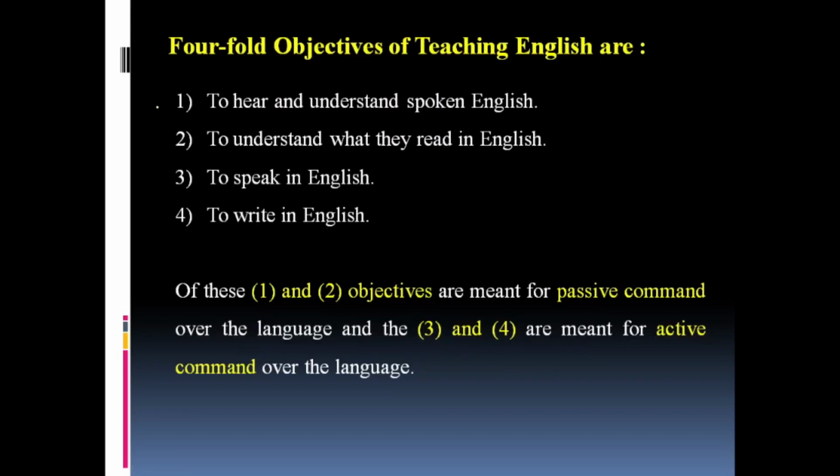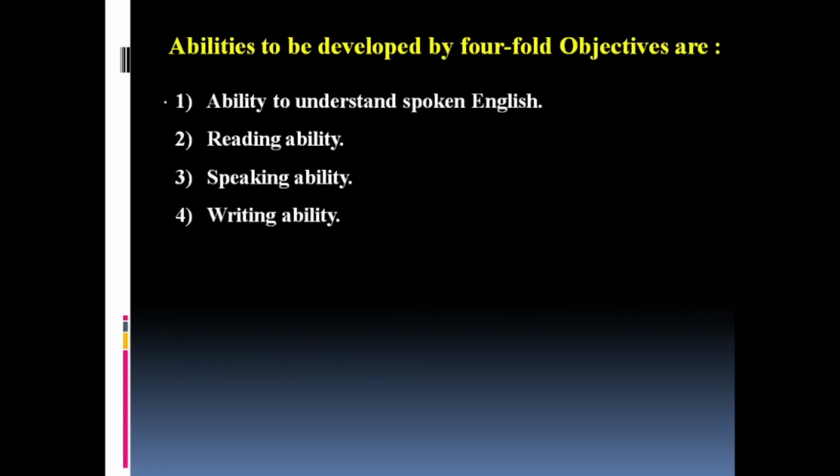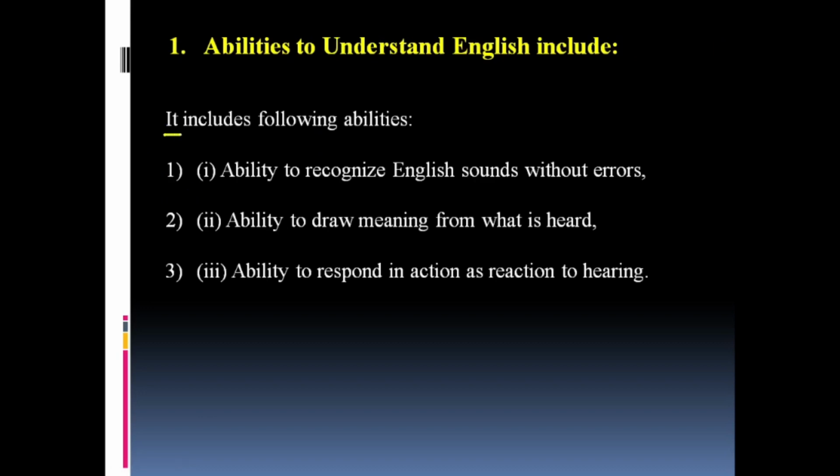Of these, objectives 1 and 2 are meant for passive command over the language, and 3 and 4 are meant for active command over the language. Abilities to be developed by fourfold objectives are as follows. First, ability to understand spoken English. Second, reading ability. Third, speaking ability. And fourth, writing ability.